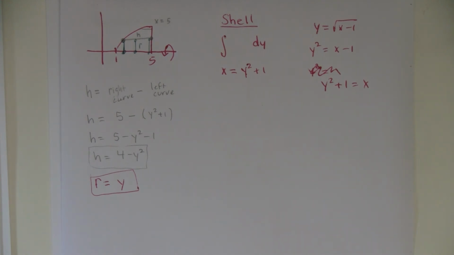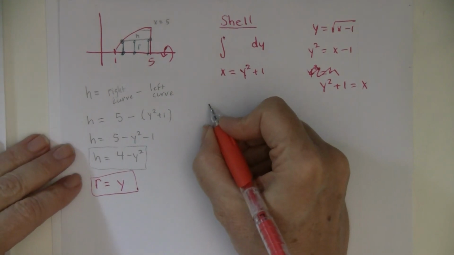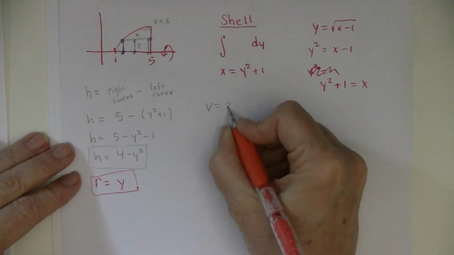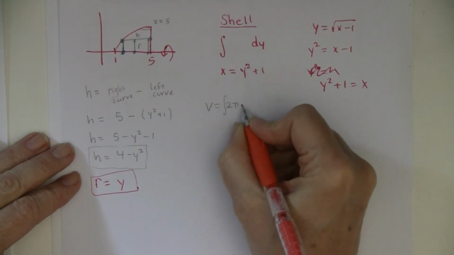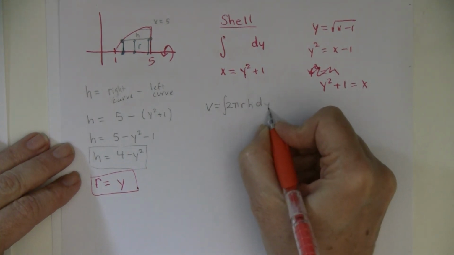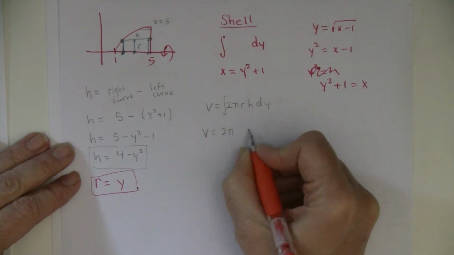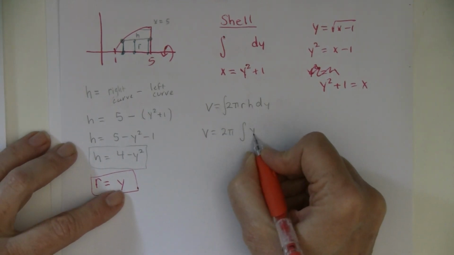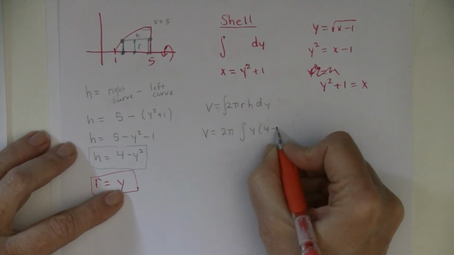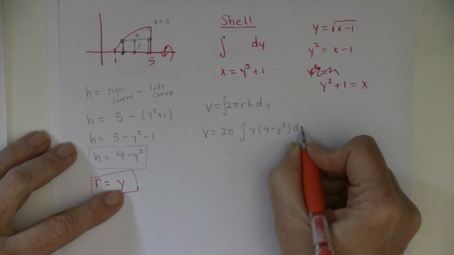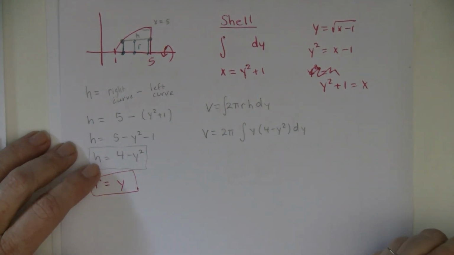Okay, so now we're going to plug in our little formula for our volume, 2 pi r h dy. That's what we're going to have. So our volume is going to put the 2 pi in the front, and the r is y, and the h is 4 minus y squared, dy. Excuse me, that's our h, right?